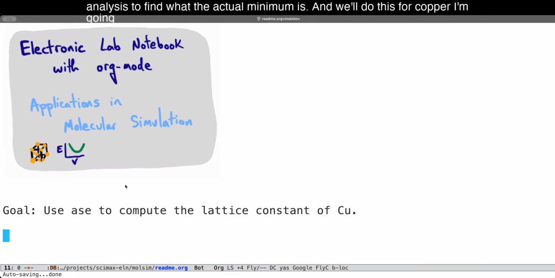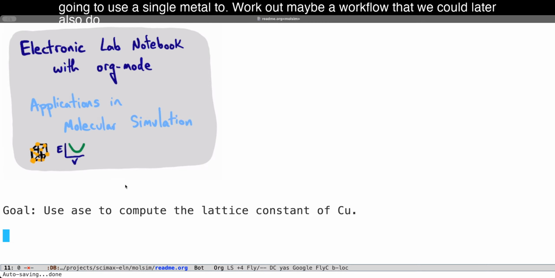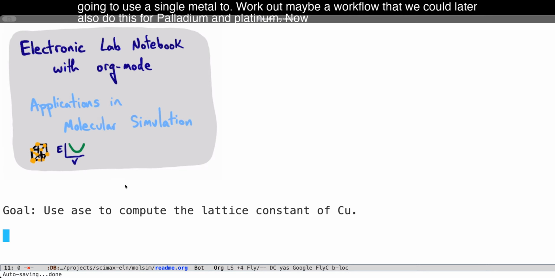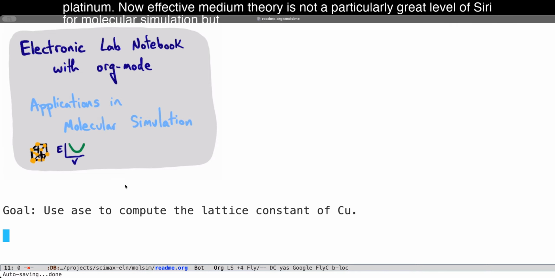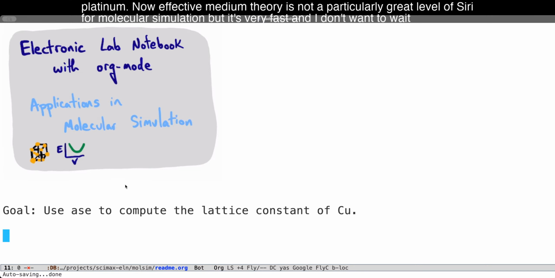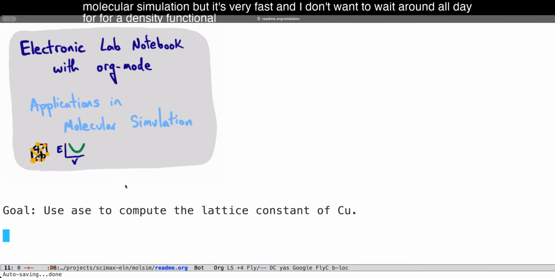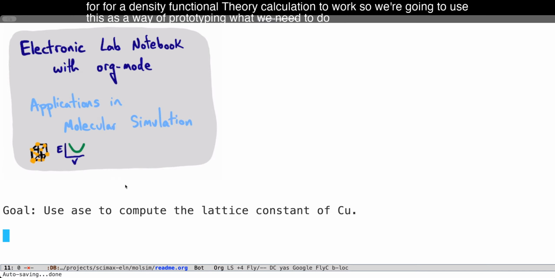I'm going to use a single metal to work out maybe a workflow that we could later also do for palladium and platinum. Now, effective medium theory is not a particularly great level of theory for molecular simulation, but it's very fast, and I don't want to wait around all day for a density functional theory calculation to work. So we're going to use this as a way of prototyping what we need to do. Okay, so that's the goal.